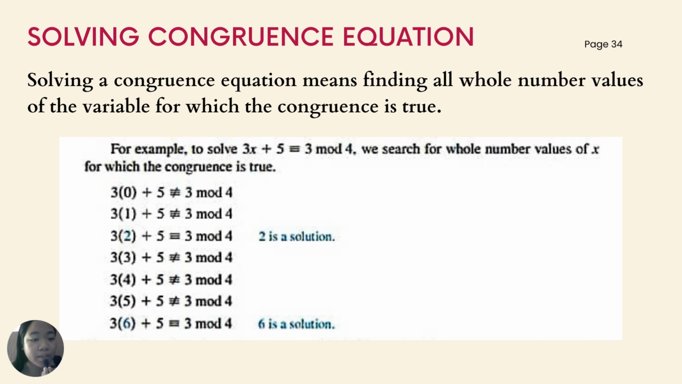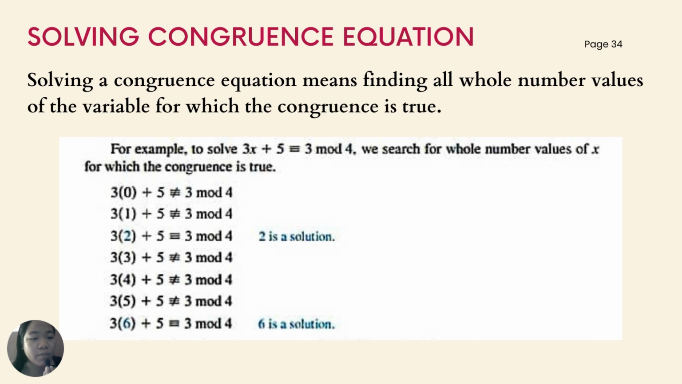Are, may mga different symbol ta diri, makita ta diri kung diin ang congruent, diin ang hindi congruent. Para class nan. Kung sa 0, hindi siya congruent. Sa 1, hindi man siya congruent. Sa 2, congruent siya. Okay? So, meaning 2 pwede ta siya mahimo nga solution.